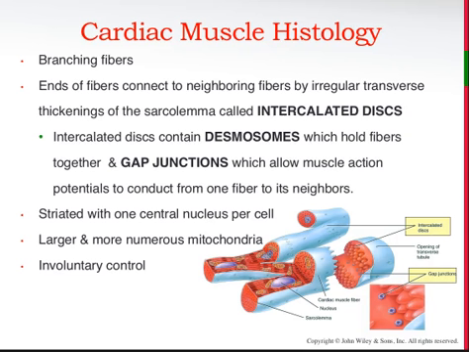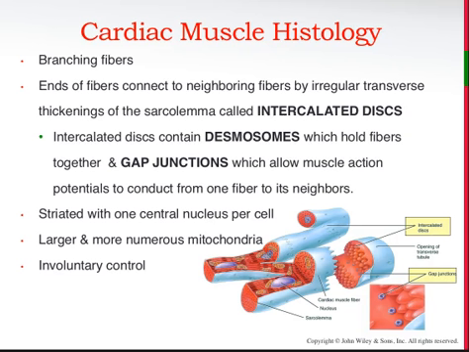Again, these fibers are branching, and they connect end to end. But as opposed to nice, even regular ends, we have a lot of irregular transverse ends. So what happens is we have a thickening of the sarcolemma near the end of the fiber. It does run transversely, it is thicker, and that connection is called an intercalated disc.